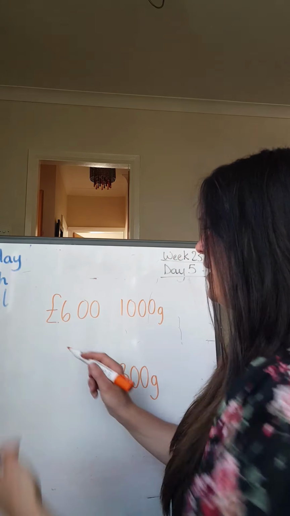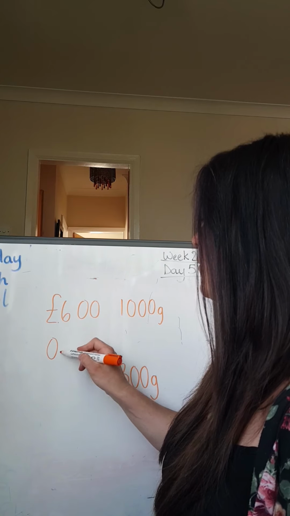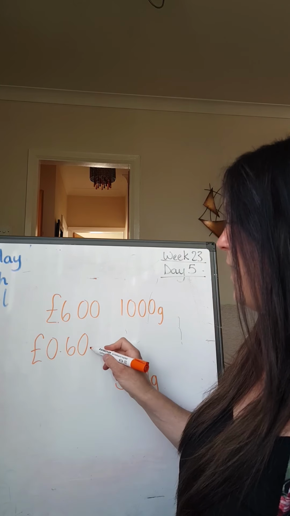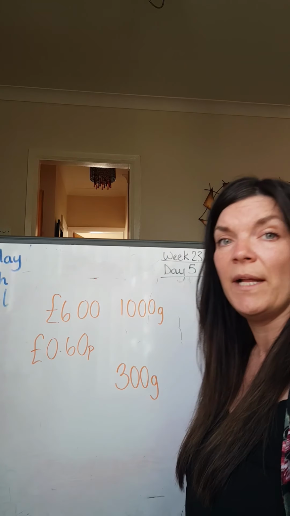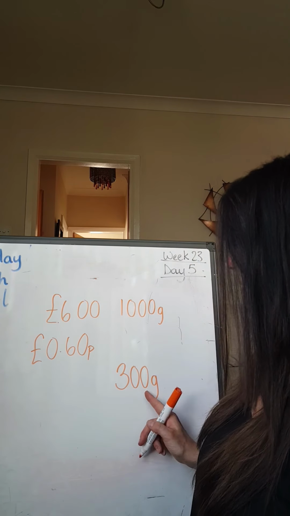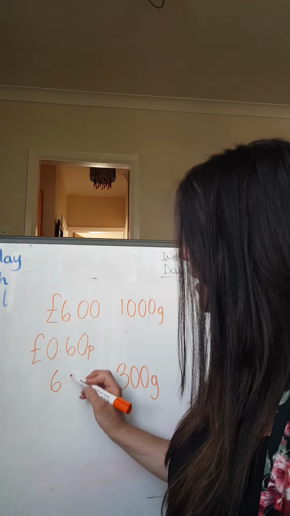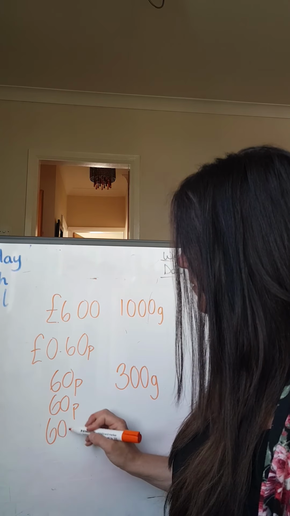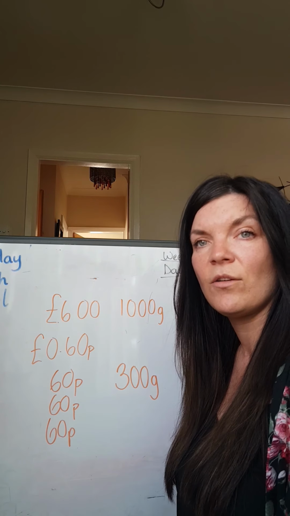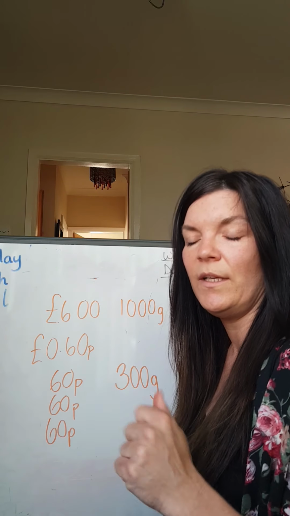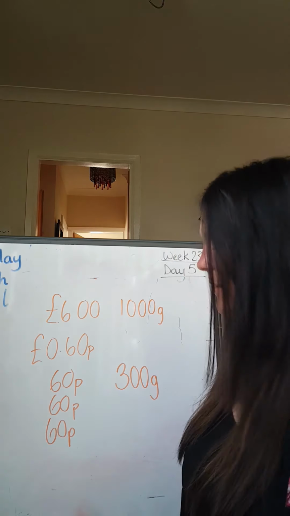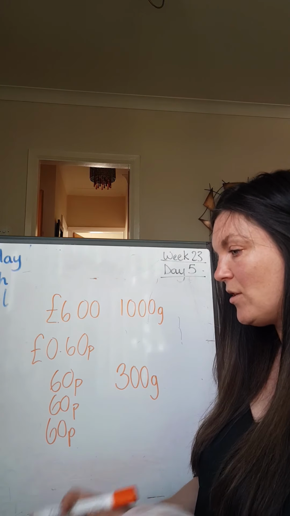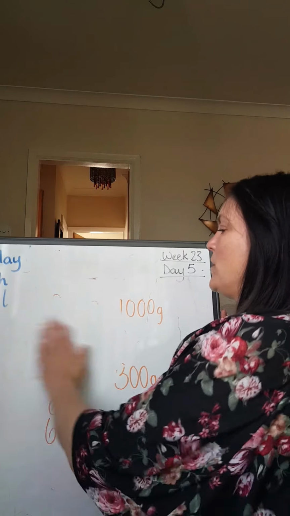So actually, the price of 100 grams would be 0.60. In money terms, that's 60 pence, isn't it? 60 pence for 100 grams. So if I needed 300 grams, I'd have to do 60 pence, add 60 pence, add 60 pence. Now, I know that comes to £1.80. Did you get the same answer as me? So Victor's cheese cost him £1.80.